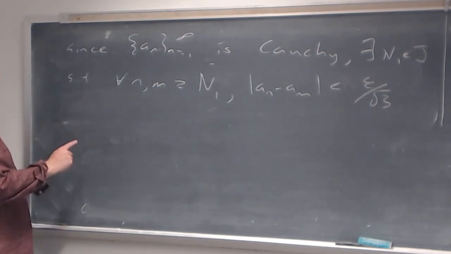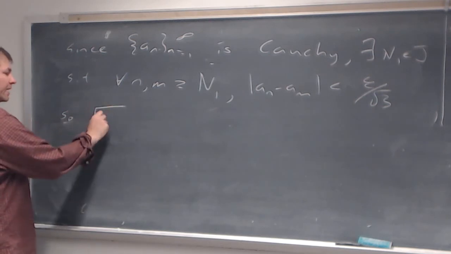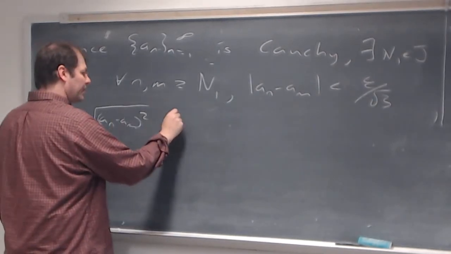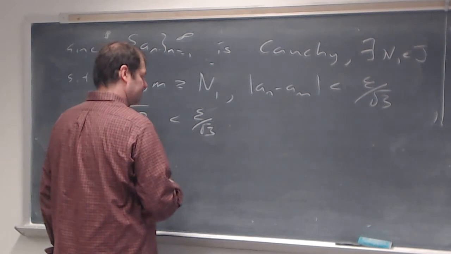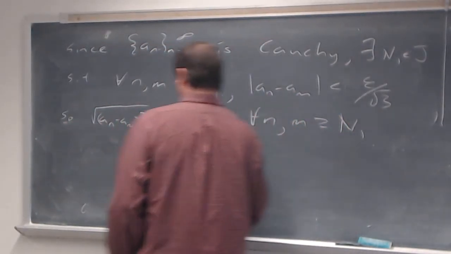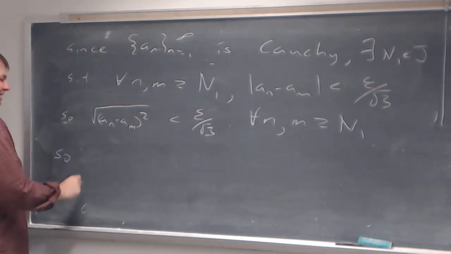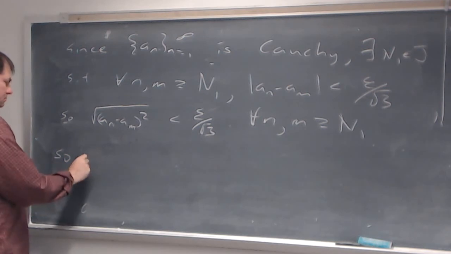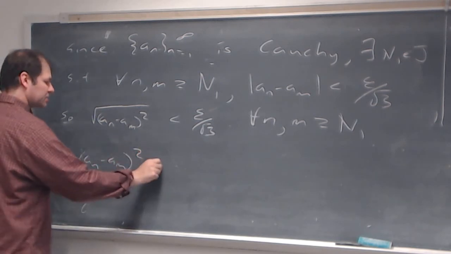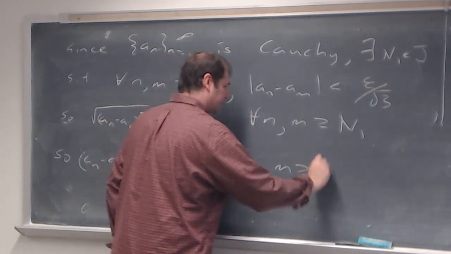So I'm going to stay with a sub n's for a little while. So that means that the square root, as Ashley told us, of a sub n minus a sub m squared will be less than epsilon over the square root of 3. And that's true for all n and m bigger than or equal to N sub 1. Not true for all n and m, just for those. So that says that a sub n minus a sub m squared is going to be less than epsilon squared over 3 for all n, m greater than or equal to N sub 1.